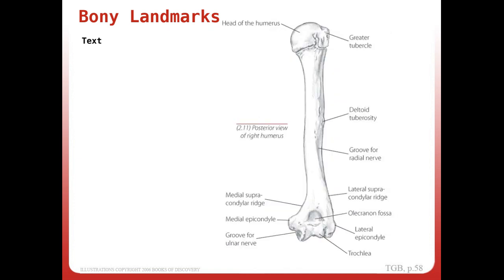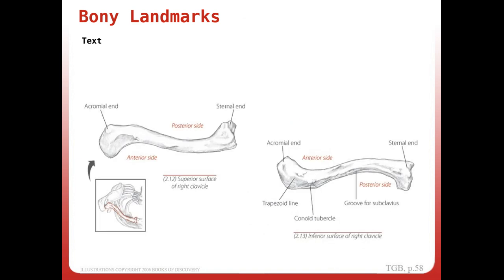If we take a look at the posterior view, the olecranon fossa. Some of this should stick out with you when you're reviewing, or taking the sample questions or whatnot. We have here the acromial end and the sternal end. We know the sternal end is closer to the sternum based on the name. The acromial end is next to the acromion process.